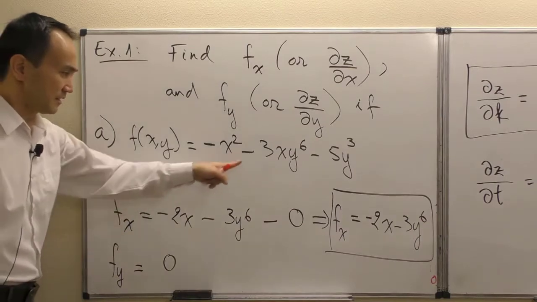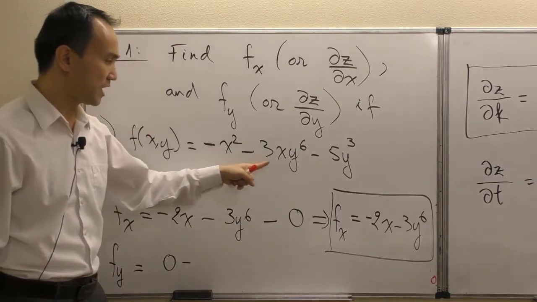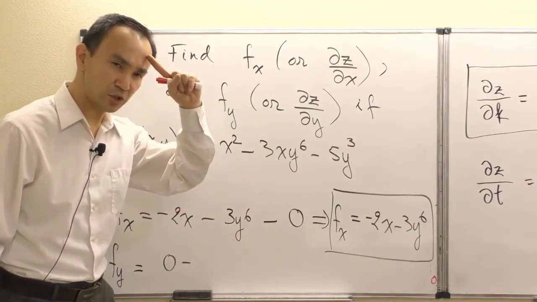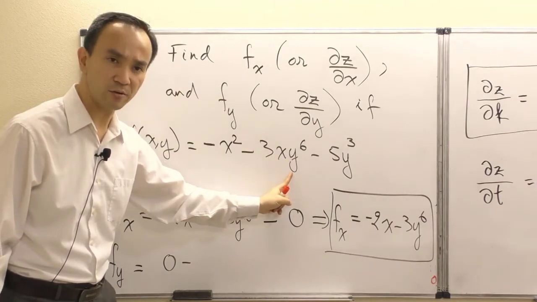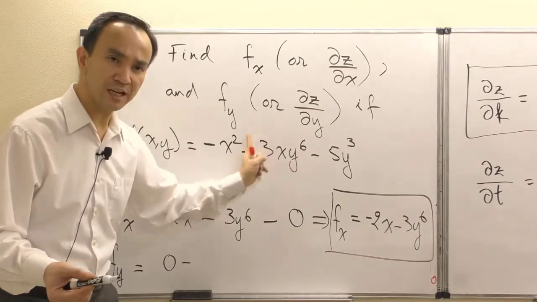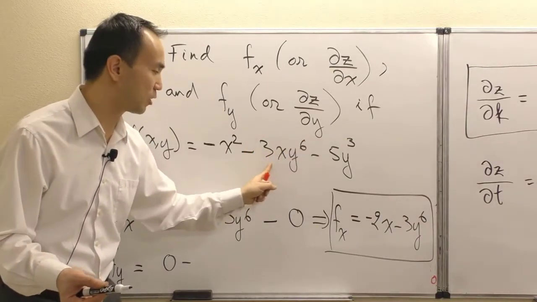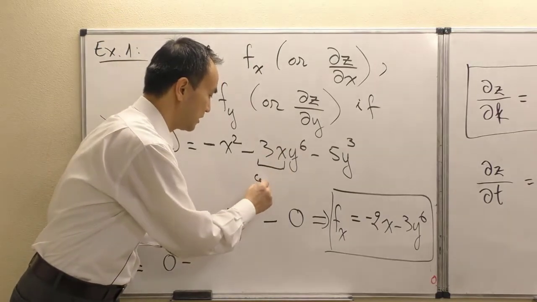Now we move on to the next term, minus 3x times y to the 6. Our mind is instructed to focus on y as a variable. So that means in this term, everything else in this product aside from the y variable is regarded as a coefficient. So 3x is a coefficient. This 3x right here is a coefficient.